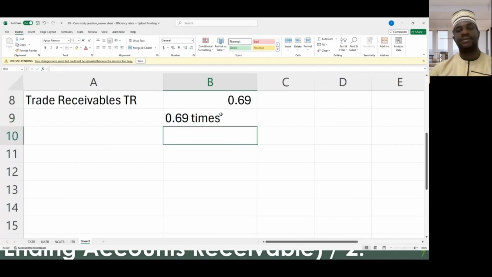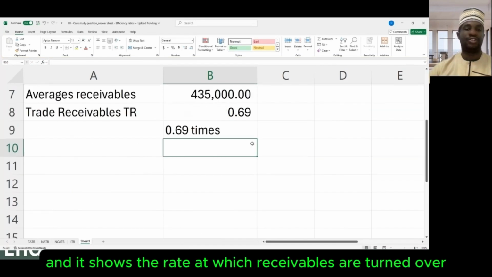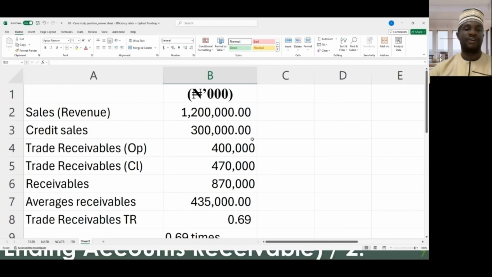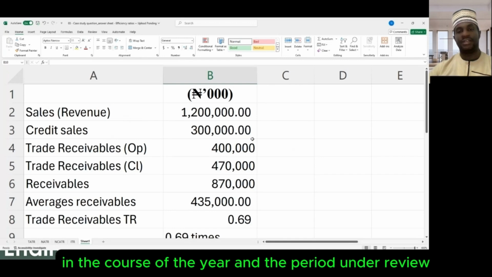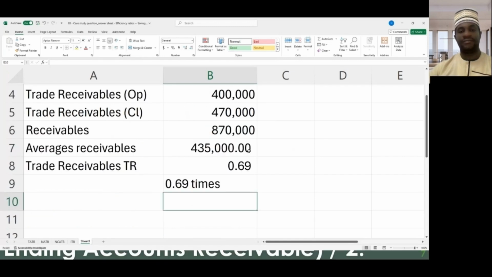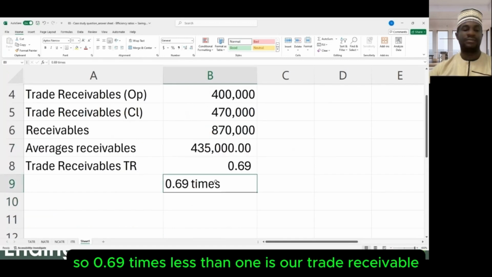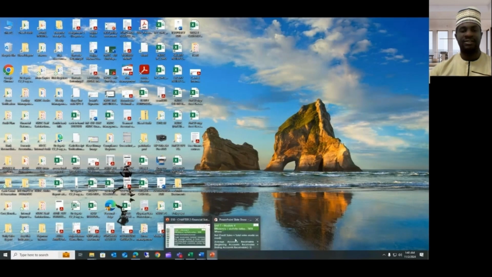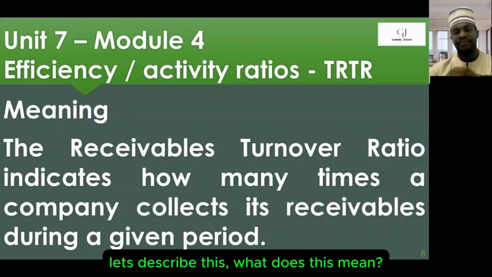So it's less than 1, and it shows the rate at which receivables are turned over in the course of the year or in the period under review. So 0.69 times, less than 1, is our trade receivable turnover ratio. So what does this mean? Let's describe this.